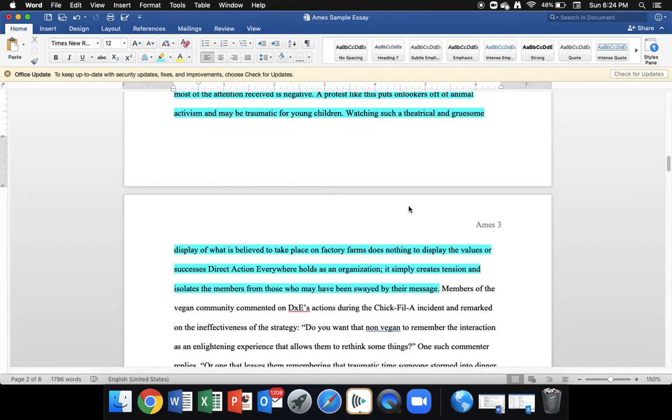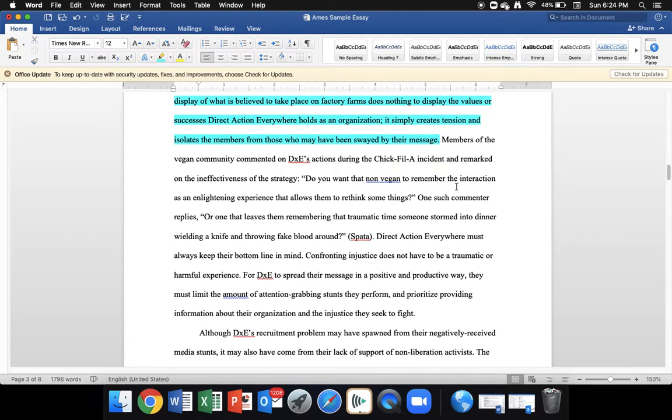Then we go down to the last half of the paragraph here. Members of the vegan community commented on DXC's actions during the Chick-fil-A incident and remarked on the effectiveness of the strategy. "Do you want that non-vegan to remember the interaction as an enlightened experience that allows them to rethink some things?" One such commentator replies, "Or one that leaves them remembering that traumatic time someone stormed into dinner wielding a knife and throwing fake blood around."